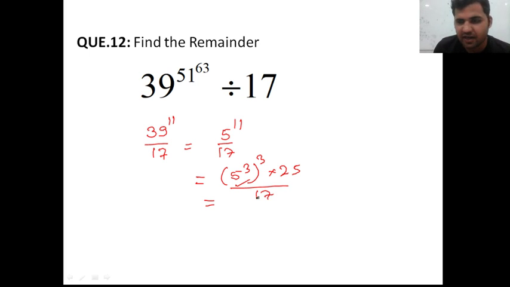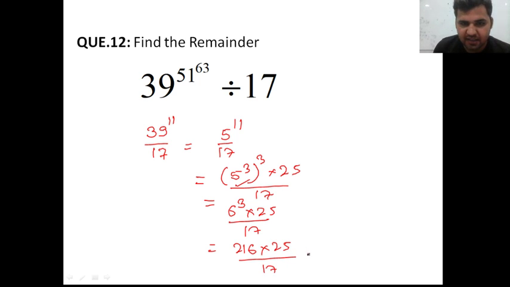125 divided by 17. 17 into 7 is 119. So 125 minus 119 is 6. So this will give you 6 power 3 into 25 by 17. Now this will become 216 into 25 divided by 17, where 216 divided by 17, find out what will be the remainder. What remainder will 216 give when divided by 17? 17 into 12 is 204, so the remainder is 12.